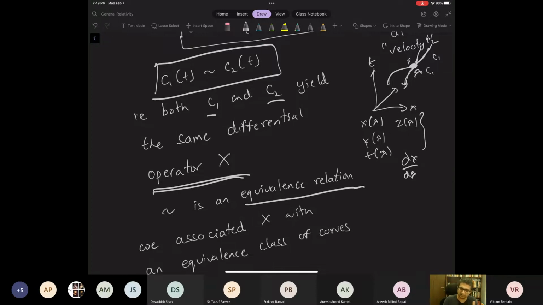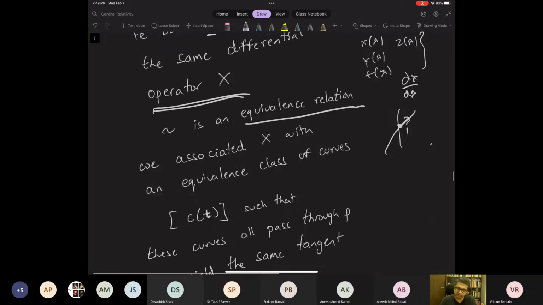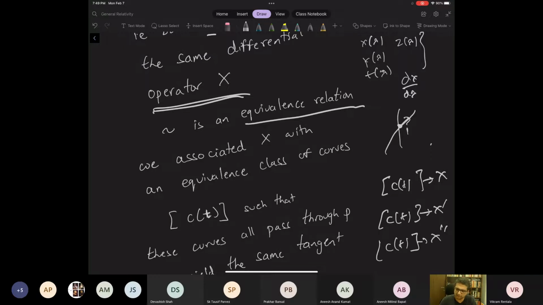You can again argue that this relationship that we found between two curves is an equivalence relation. That is, it partitions all curves passing through the point P into equivalence classes. All of those curves which have the same velocity at the point P fall into one member of the equivalence class. So one set of curves gives you one X, another set of curves gives you another X, and the X for this set is different from the X for that set. So rather than associating X with any particular curve, you're associating it with a family of curves. That's the only difference from what we were saying before.